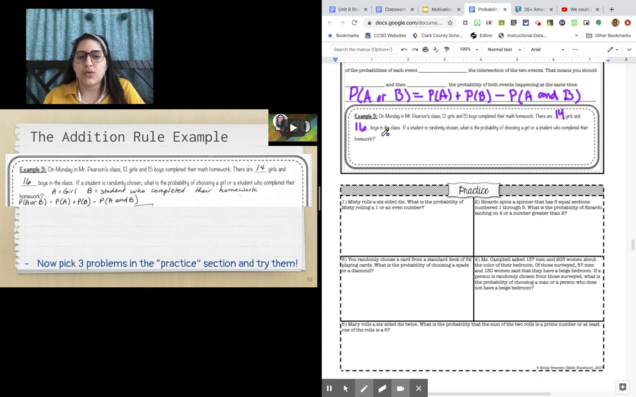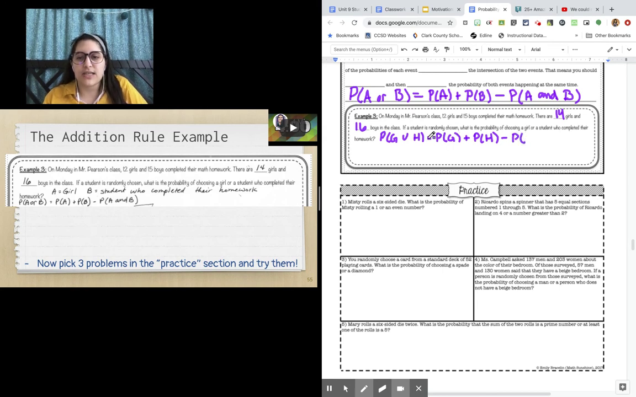Okay. So I know, again, like I said, they use A and B on the side there, but I'm going to use G for girl and H for homework. So I'm trying to find the probability that I randomly pick a student who's a girl or I pick a student who's completed their homework. Remember that the symbol for or is that upside down U right there. Okay. So I need to add those individual probabilities together. So the probability that I get a girl plus the probability that I pull someone who did their homework minus who they have in common, right?